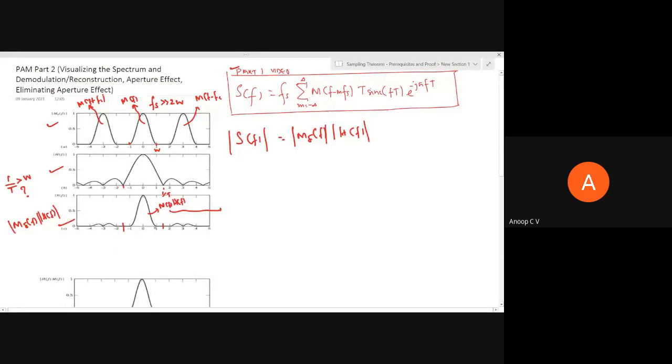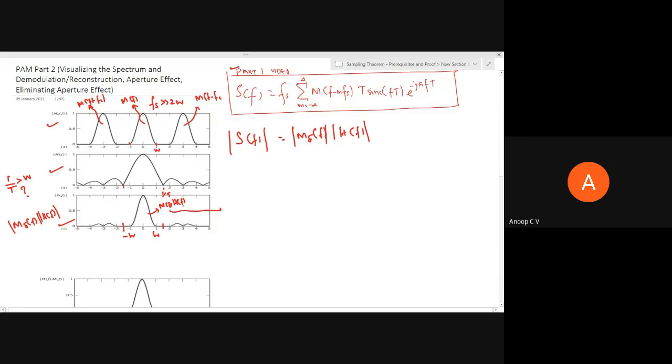Now why have we visualized its spectrum? So that we get an idea how to extract the original signal from it. From this you can see that this portion, say from minus W to plus W, is nothing but M of f into H of f. So if you can extract this part alone, you will get M of f into H of f.